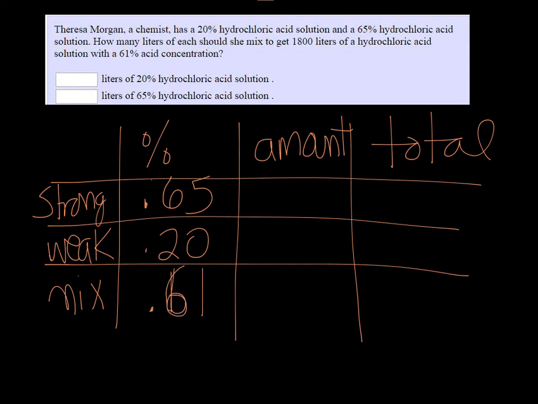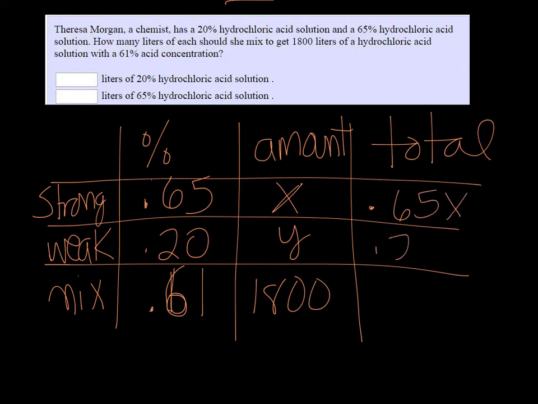So we don't know how much to add of each one. I'm going to call the strong one X, and the weak one Y. And when we add them together, we should have 1,800 liters total. So to get our total solution, we multiply those two columns together. We get 0.65x, 0.20y, and we need to multiply 0.61 times 1,800.